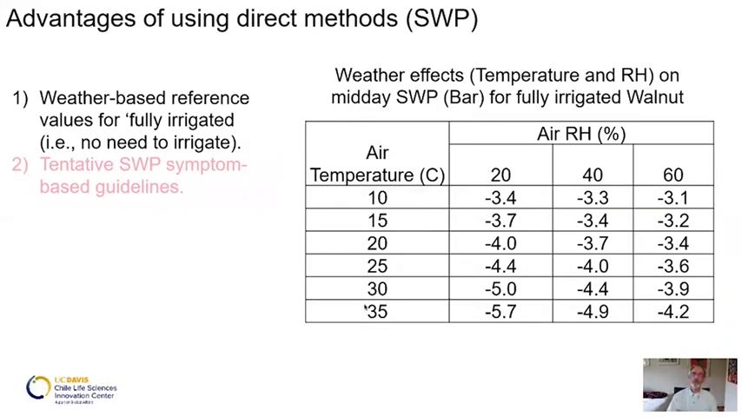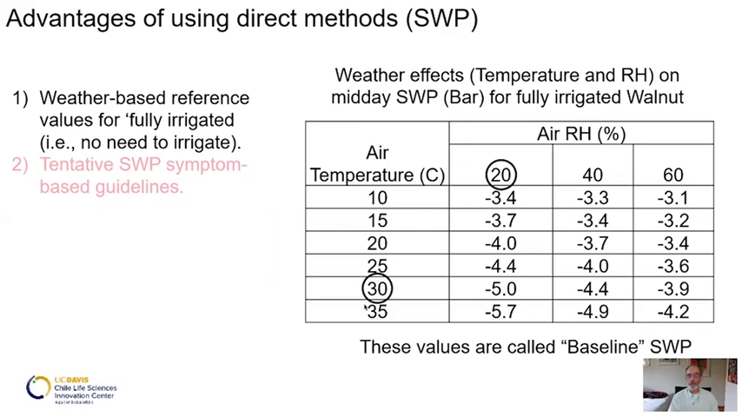So one advantage to using stem water potential is that we have reference values, which we call baseline stem water potential values. And what these mean is that if you go out and measure a walnut tree, in this case, and the temperature is 30 degrees C, and the air is somewhat dry, 20% humidity, and you measure a value of 5 bars, then what that means is that this tree is having the tension that would be in that tree because of the weather, even if it was in wet soil conditions.